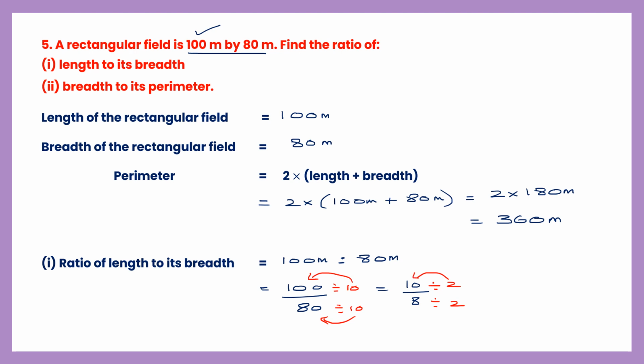So let's divide. 2 into what is 10? 2 fives are 10. And 2 into what is 8? 2 fours are 8. Now we have 5 by 4. So this is our fraction. When we write it in the form of a ratio, it becomes 5 is to 4. So the ratio of length to breadth is 5 is to 4, which is our final answer.